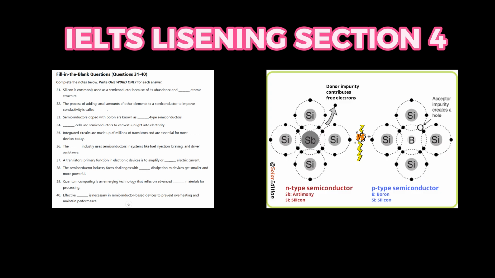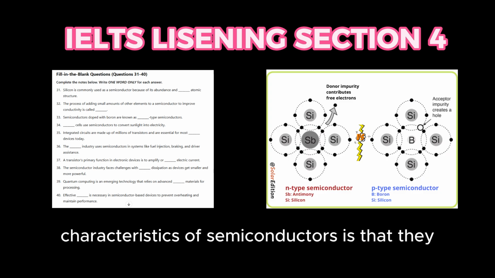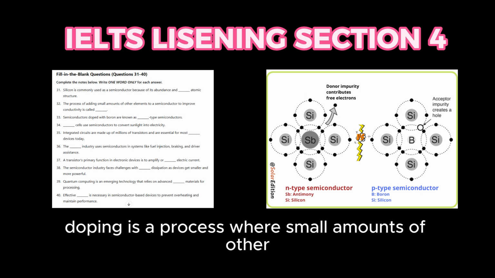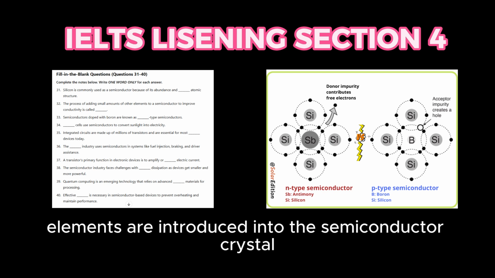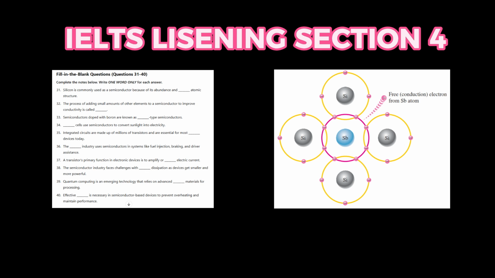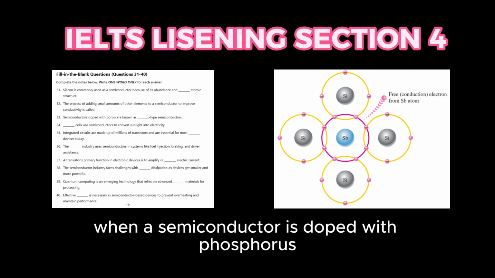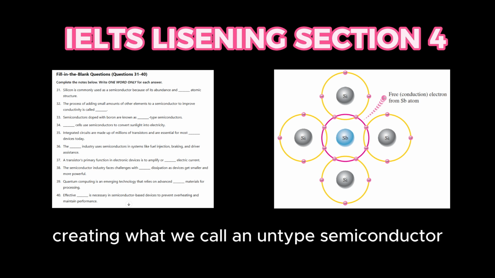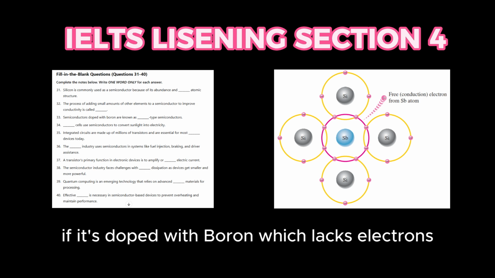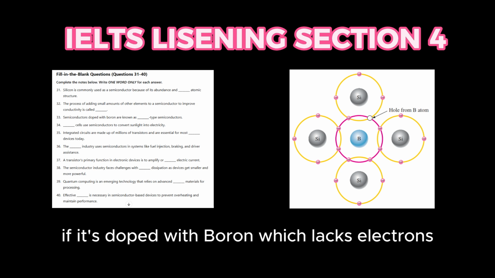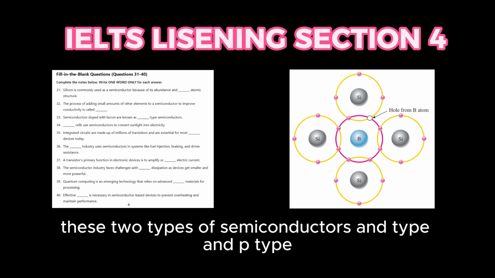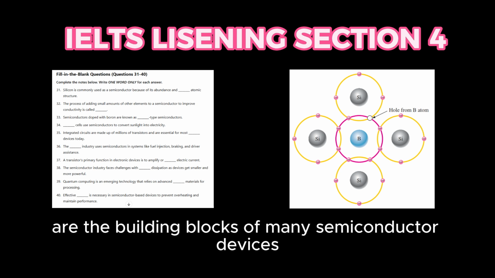to process. One of the most fascinating characteristics of semiconductors is that they can be doped. Doping is a process where small amounts of other elements are introduced into the semiconductor crystal to enhance its conductivity. For instance, when a semiconductor is doped with phosphorus, it gains an excess of electrons, creating what we call an N-type semiconductor. If it's doped with boron, which lacks electrons, it creates a P-type semiconductor. These two types of semiconductors, N-type and P-type, are the building blocks of many semiconductor devices.